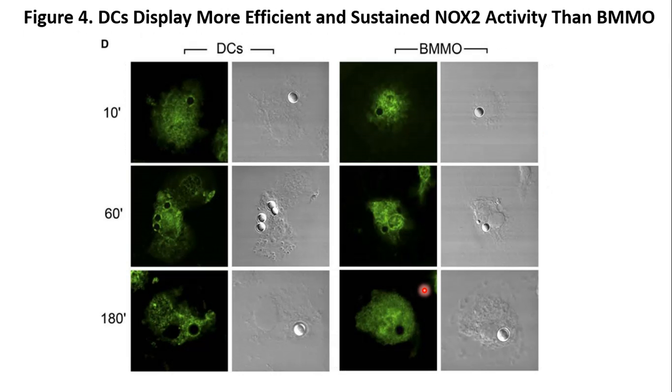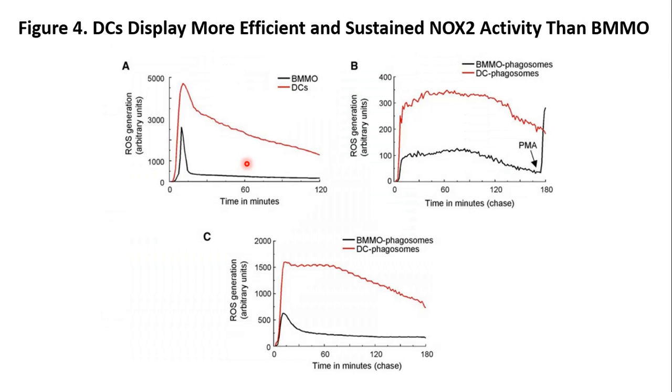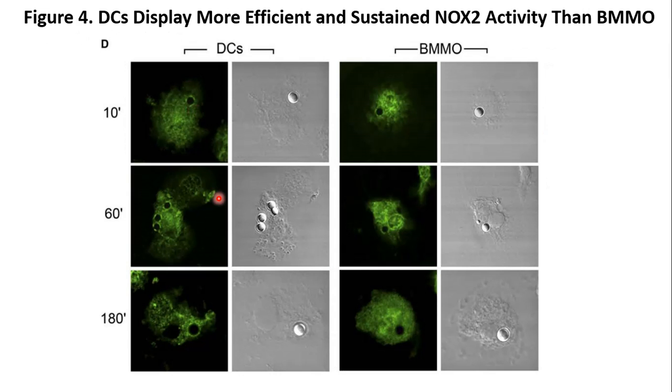So in figure 4D, we can see the phagocytic structures of DCs and bone marrow derived macrophages, and after this time rate.